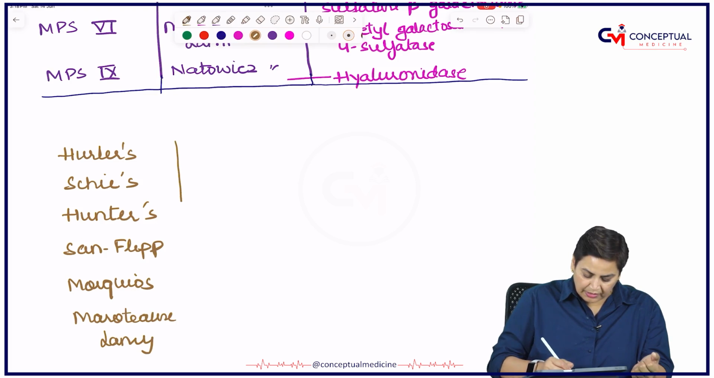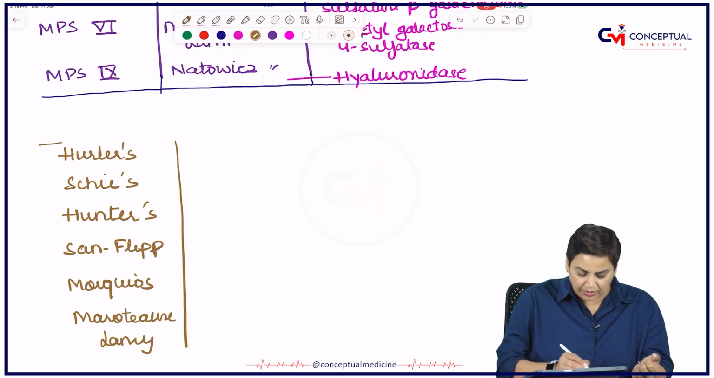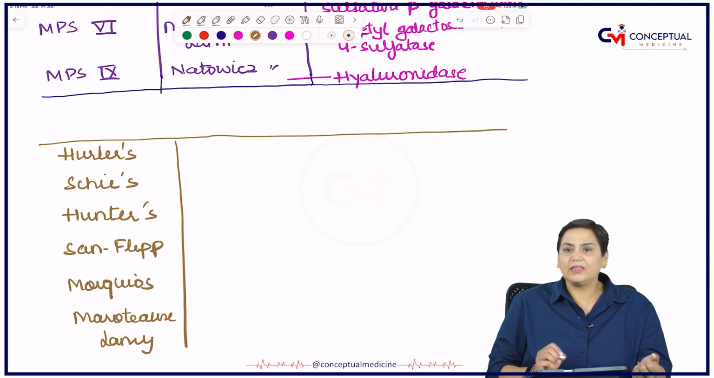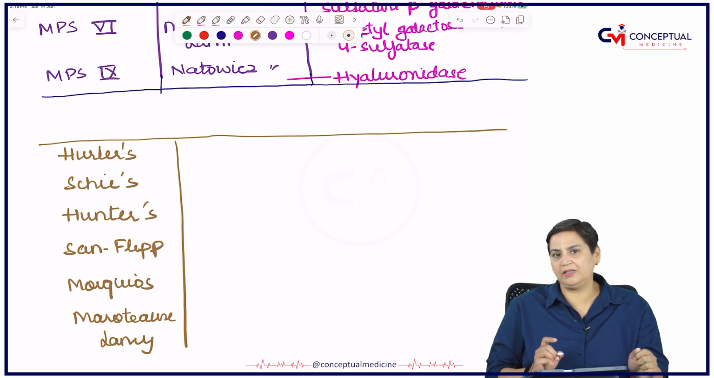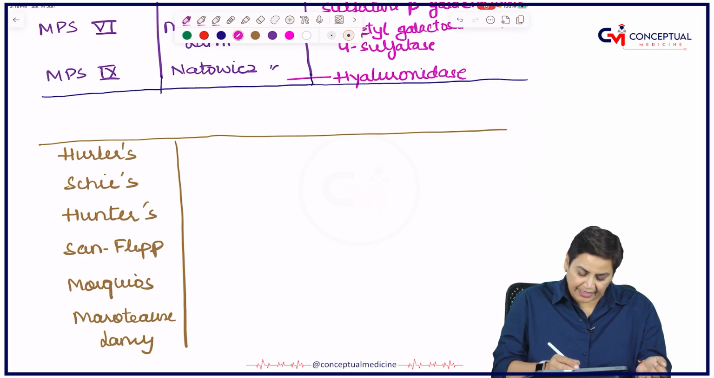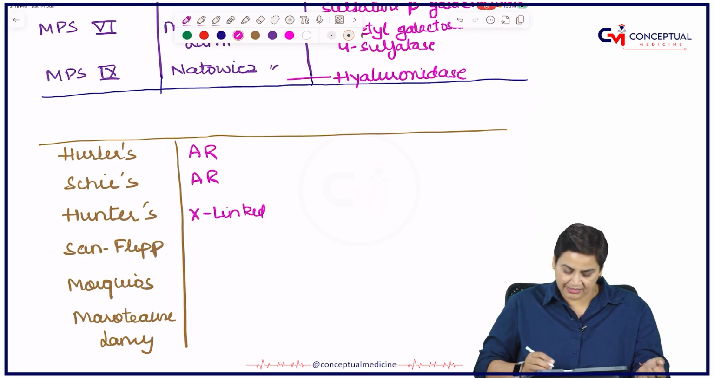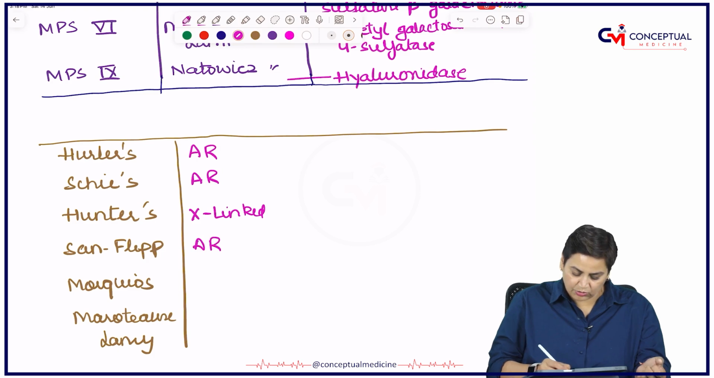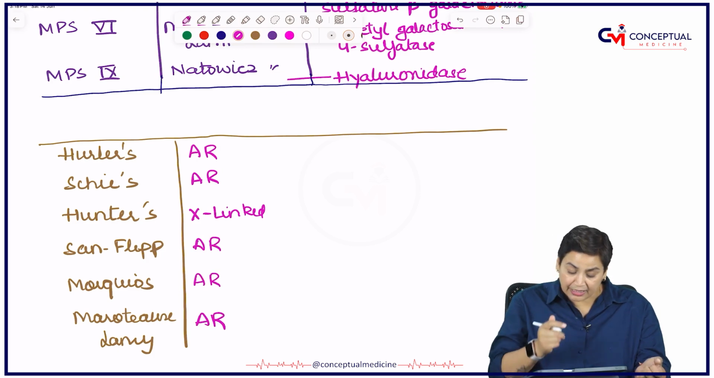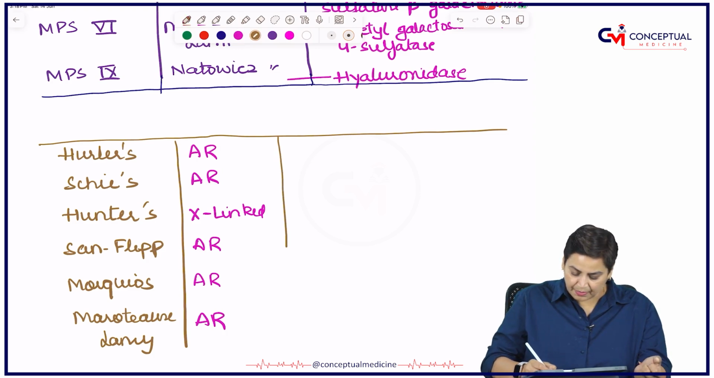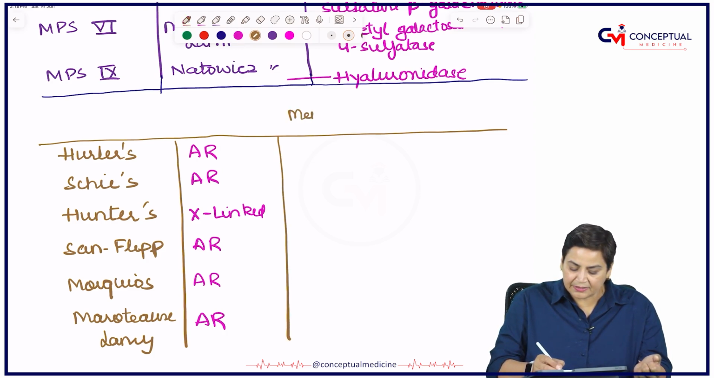Right. First of all, the most important point which we have to remember here is that all the mucopolysaccharidoses are autosomal recessive except Hunter. So, if we talk about the mode of inheritance, all are autosomal recessive, only this is X-linked. That means Hunter is present only in males, and the rest are autosomal recessive. Then another point of differentiation is mental disability and corneal clouding.